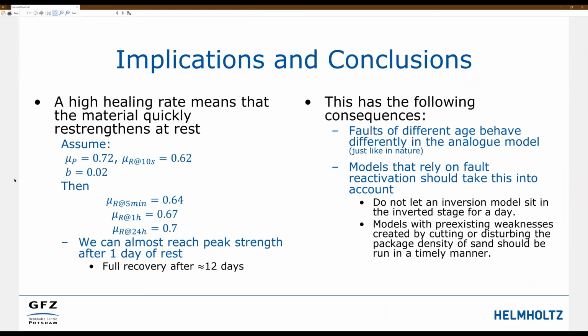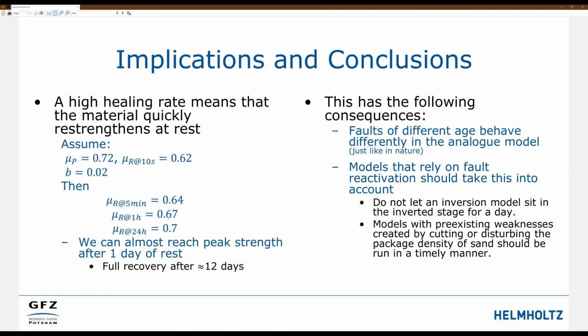Okay. So if we assume that we have a peak friction of about 0.72, which is the typical value, and a reactivation friction after 10 seconds of about 0.62. So the reactivation of a fault is much easier than actually creating a new fault, and a healing rate of about 2%. Then after 5 minutes, or after a prolonged period of time, so 5 minutes, 1 hour, or 24 hours, we already go into the region where you can actually recreate a new fault instead of reactivate one.